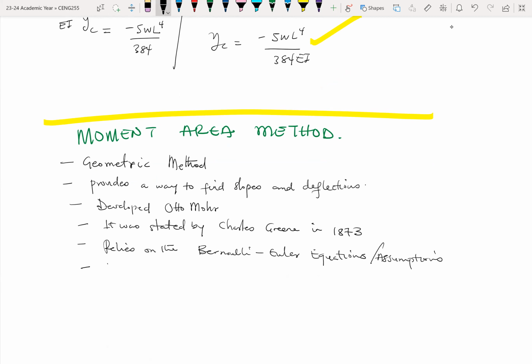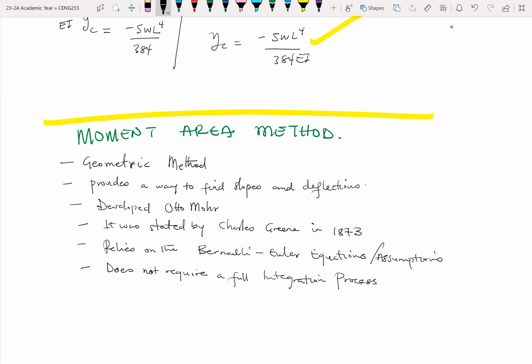And this does not, so doesn't or does not, require a full integration process. Okay, so just take note of that. With a double integration method, you actually have to go through a full integration process to be able to formulate some bit of understanding for whatever you want to do. But in the case of the moment area method, as the name implies, you are looking at area, right? Moment of area. We'll look at what that is shortly.